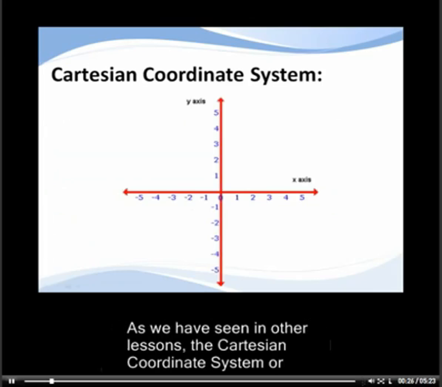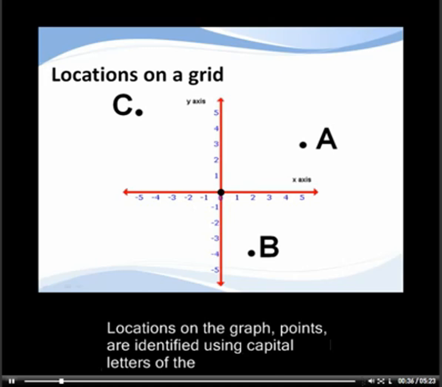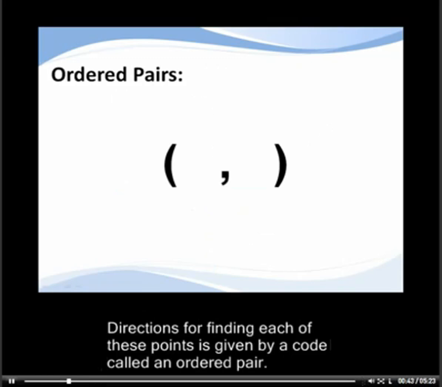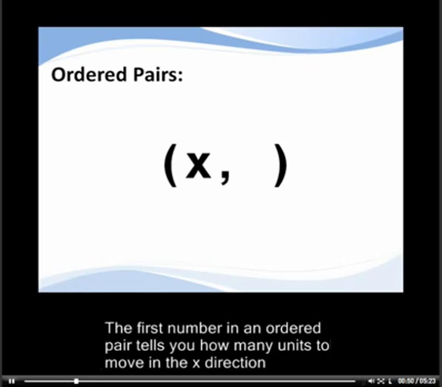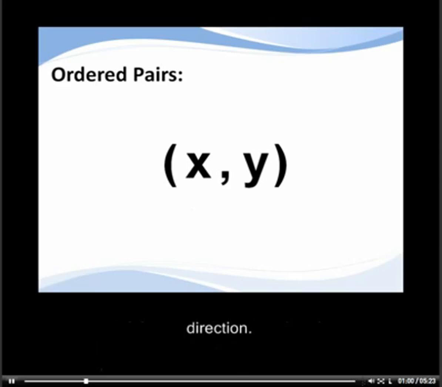As we have seen in other lessons, the Cartesian coordinate system, or Cartesian plane, is a map used to graph relationships. Locations on the graph, points, are identified using capital letters of the alphabet. Directions for finding each of these points are given by a code called an ordered pair. The first number in an ordered pair tells you how many units to move in the x direction, and the second number indicates how many units to move in the y direction.